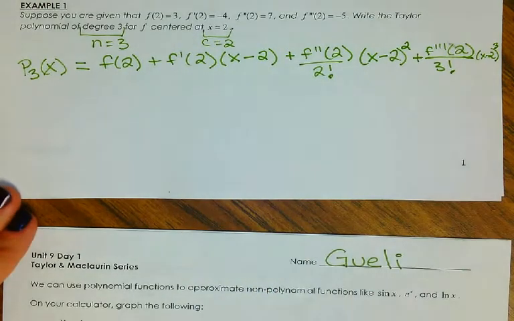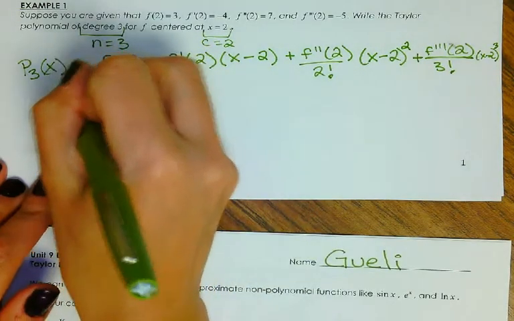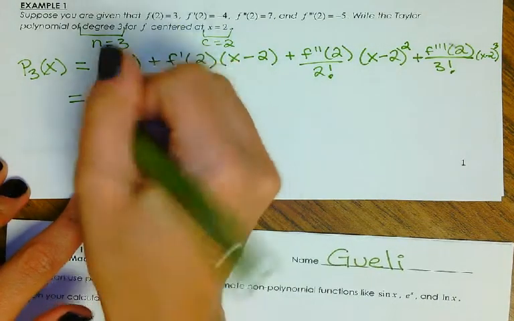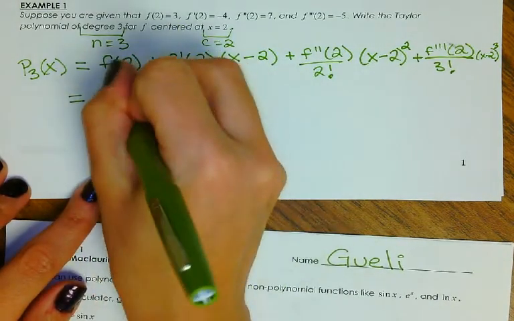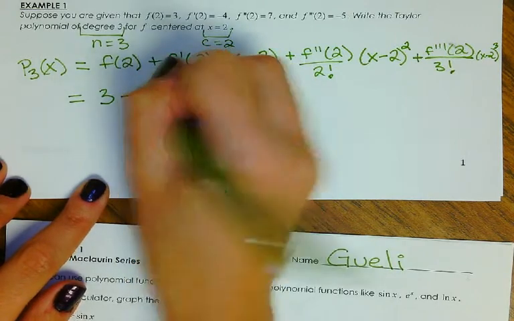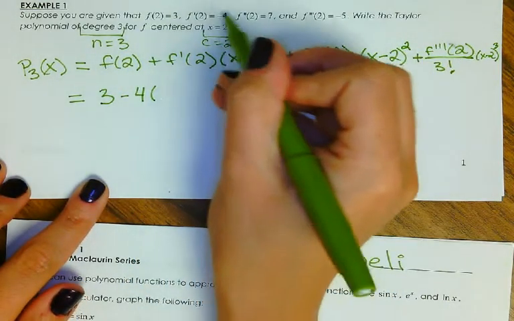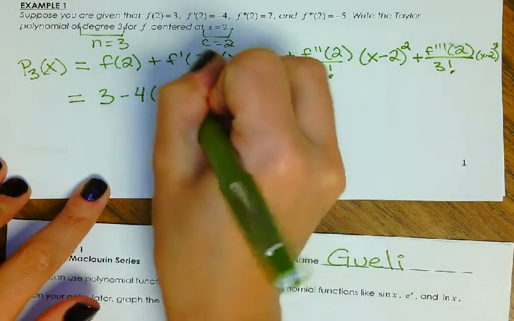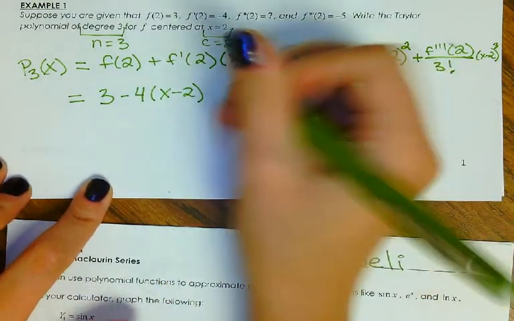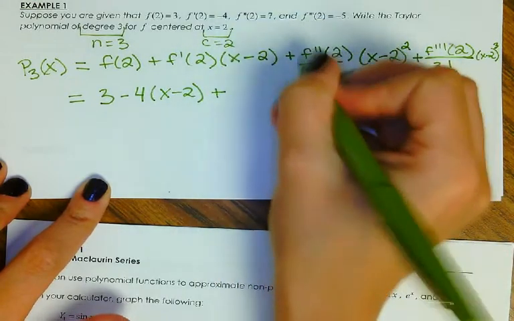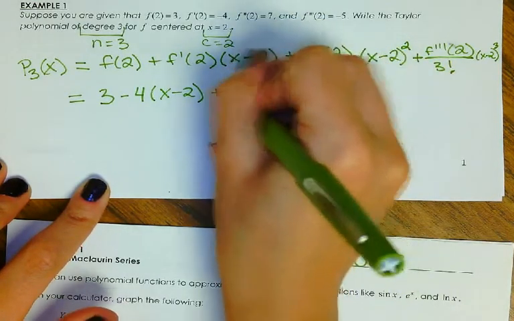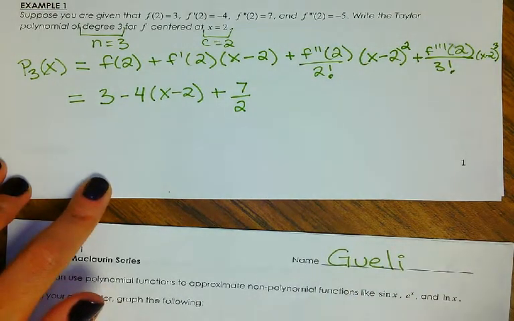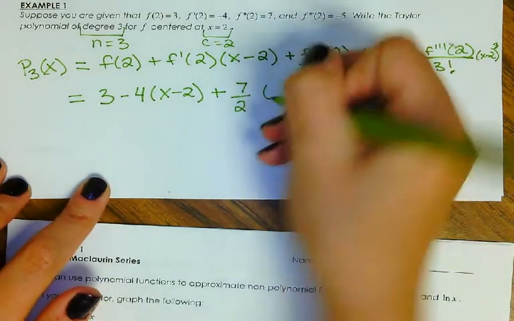Now I can use the given information to fill in. So my final answer then: f of 2 is 3, so this piece would give me a 3 minus 4. I got that there because it's a negative 4, so it becomes a minus 4. And then I've got x minus 2. You leave that alone. And then plus, now I've got a 7 as the value there, so you get 7 over 2 factorial, or 2 factorial happens to be 2.